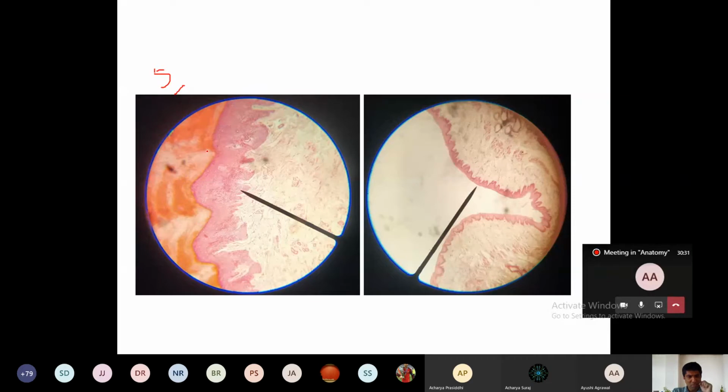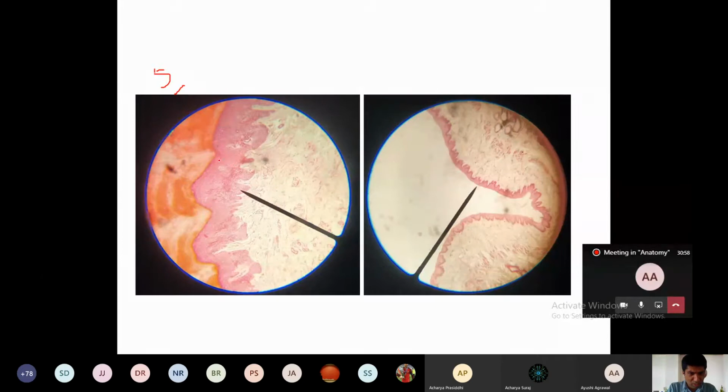Can you identify this epithelium? Can you identify? Please tell if you know. If you don't know, also you try it. What's there in trying? This is not a real examination. You can try. Okay, what is this one?